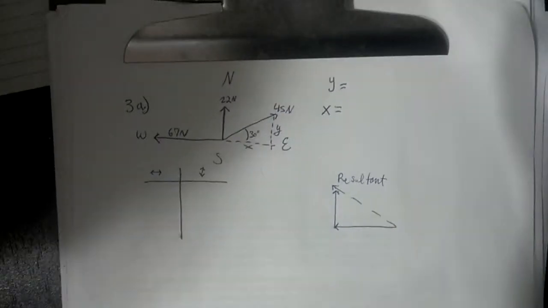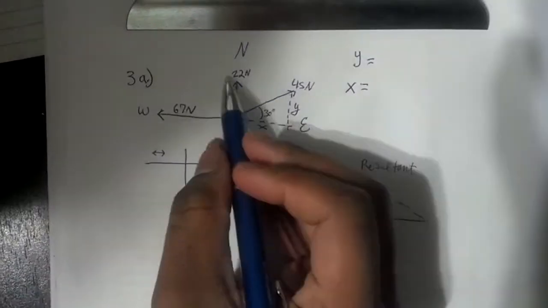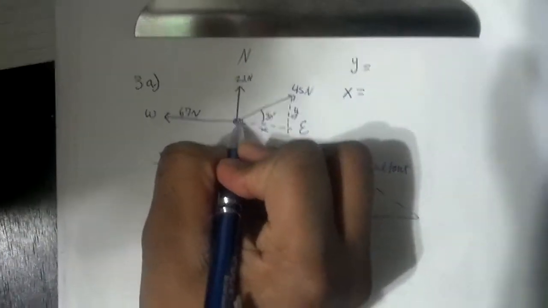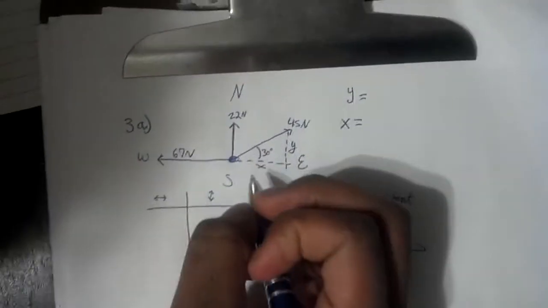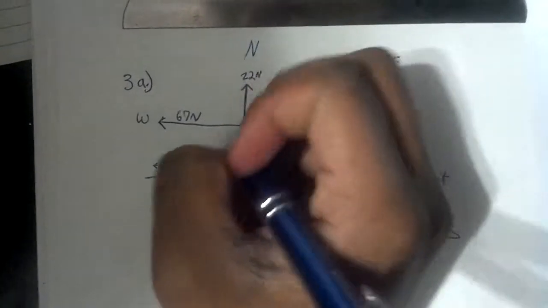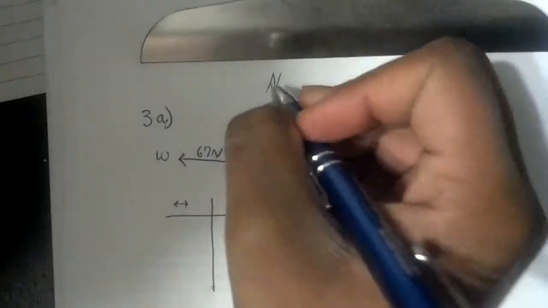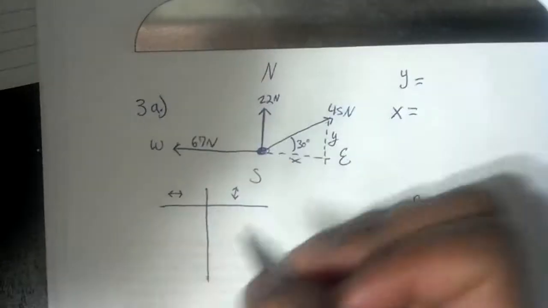So we are doing problem number 3, part A. 3 forces act simultaneously on an object as shown here. So if you have your object right there, calculate the resultant magnitude and force. So the first thing you want to do is make a diagram like this one where you have and label it north, east, south, west.